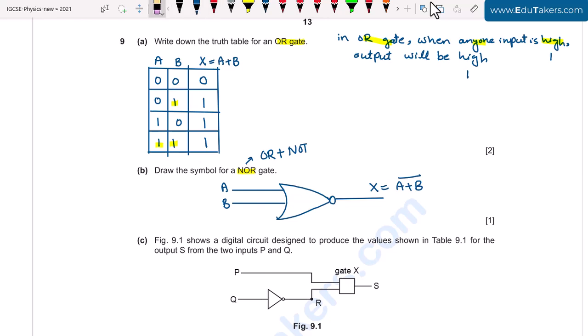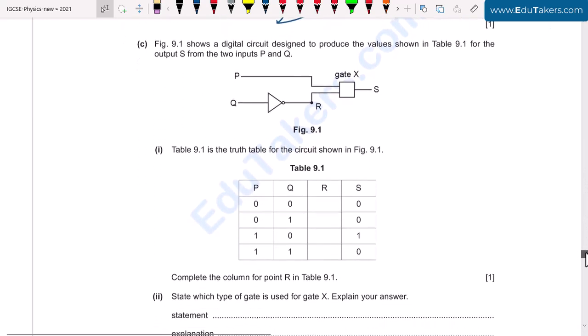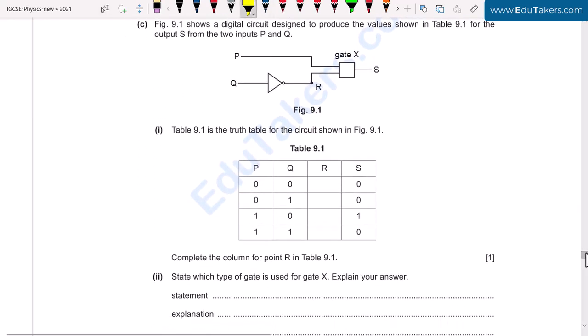In part C, we are given a circuit, and in this circuit there are two inputs P and Q, and we have a single output S. There is a point R and there is also a gate at X. Part C. Figure 9.1 shows a digital circuit designed to produce the values shown in table 9.1 for the output S from the two inputs P and Q.